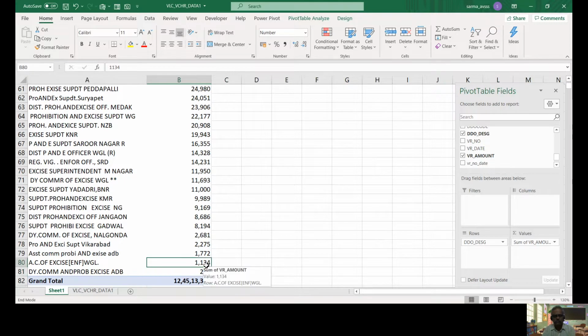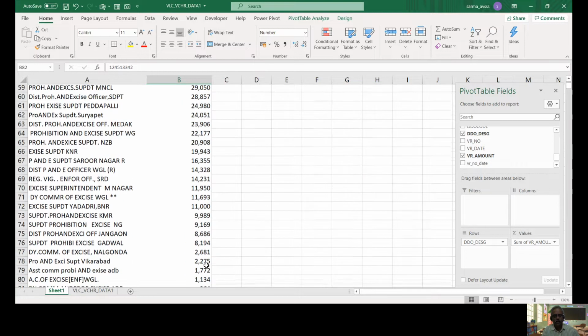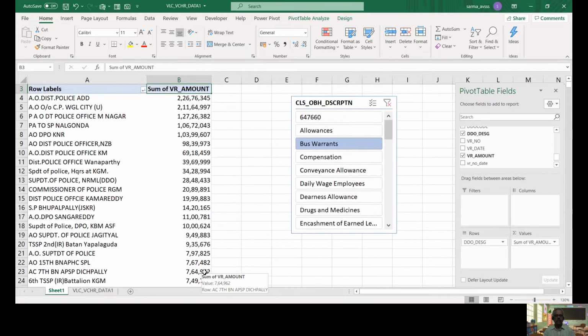So our observation could be here: suppose the total expenditure on bus warrants by all the DDOs in the year is 12 crore 45 lakhs 13,342. So this is the total amount. Whether this expenditure is genuine or not, in the sense, how to know that this entire amount is spent for the purpose for which it was intended? So that is the question.